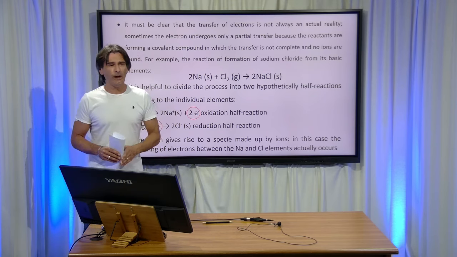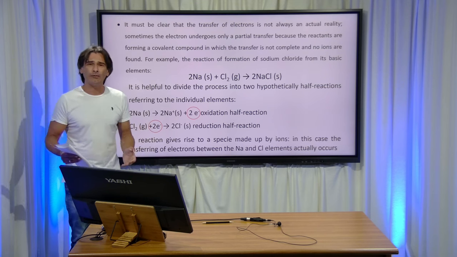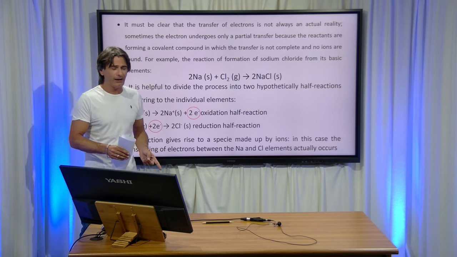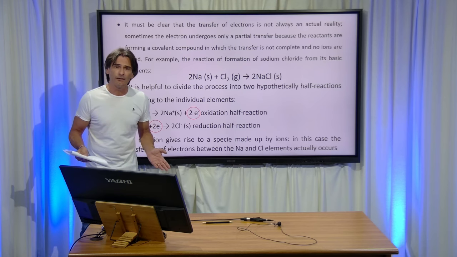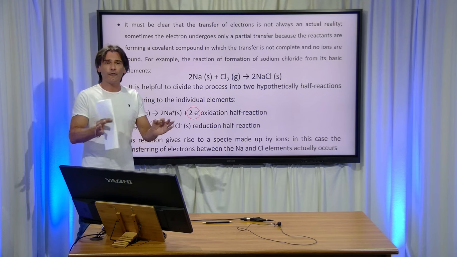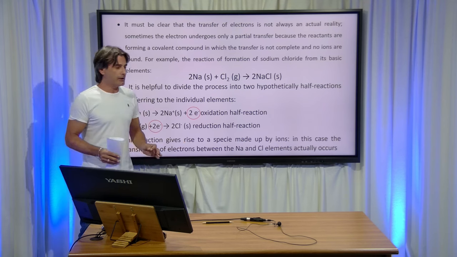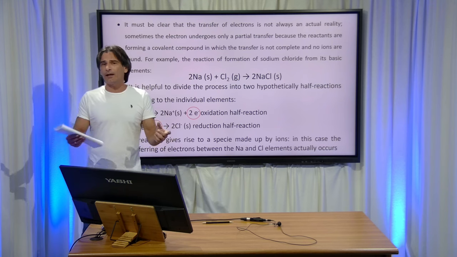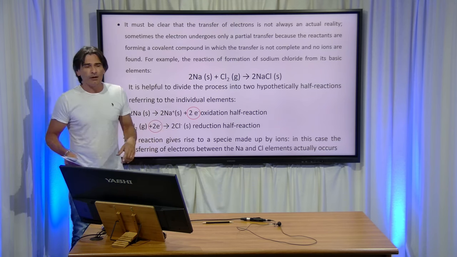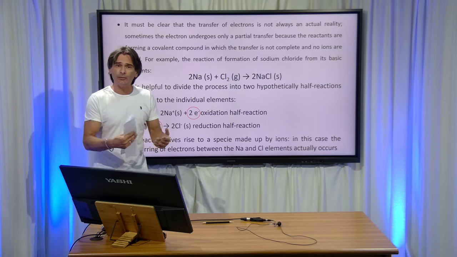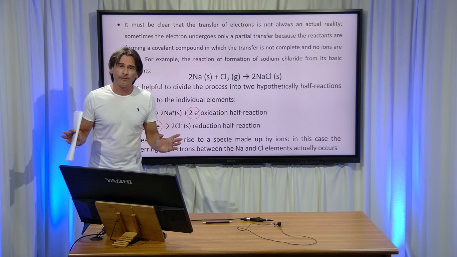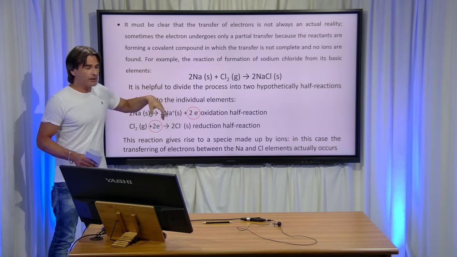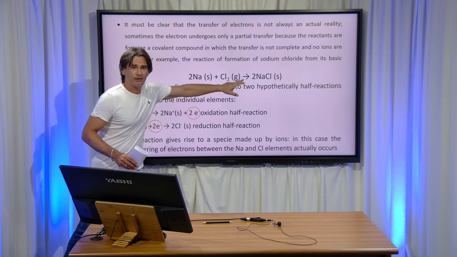Consider that when a covalent compound is formed during a reaction, the transferring of the electrons between the atoms is not complete, because no ions are formed. As you know, in a covalent compound, the pairs of electrons are shared between the atoms. So no ions are formed, and we can understand this by taking a look at this reaction.